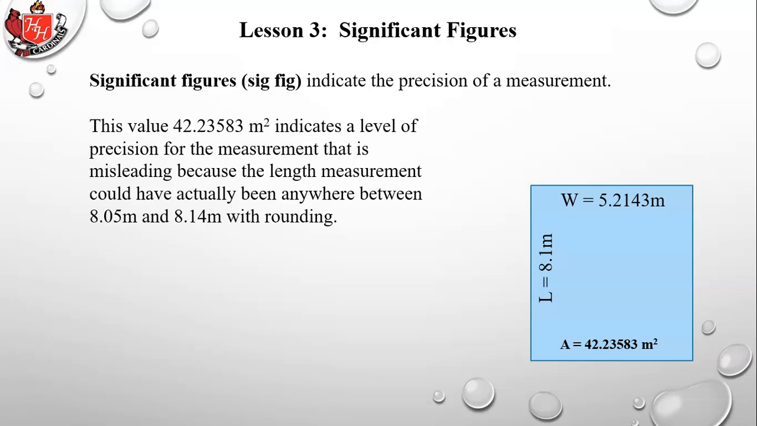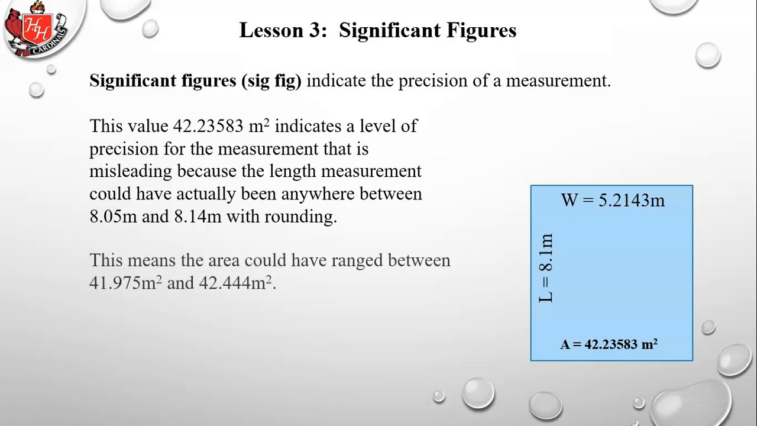because the length measurement, that's the 8.1, could have actually been anywhere between 8.05 and 8.14. So think about that. 8.1 could have been 8.05 rounded up, or it could have been 8.14 rounded down. So that actual measurement could have been anywhere between those two numbers. This means that the area could have ranged between 41.975 meters squared, if you did the math on that, or 42.444 meters squared. So you see there's quite a variability there of what that measurement could have actually been.